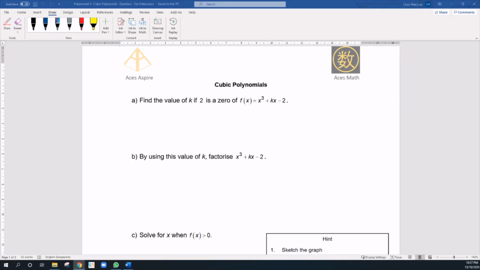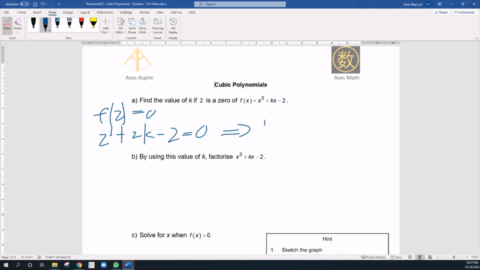So without further ado, part A is to solve for an unknown coefficient, and to solve this we have to make use of the factor theorem, knowing that since 2 is a zero of f(x), we know that substituting x with 2 results in 0. So I will have f(2) equals 0, giving me 2 cubed plus 2k minus 2 is equal to 0, and this gives me a value of k to be negative 3.